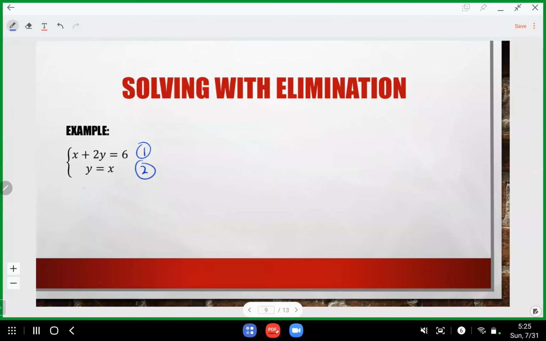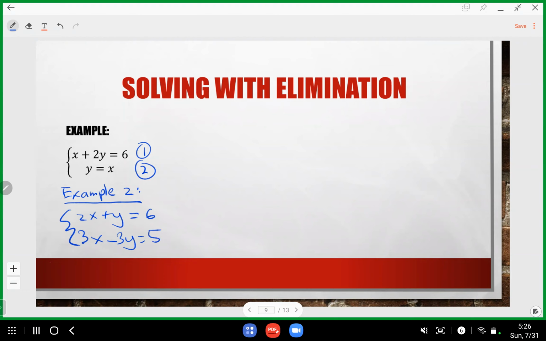What if you have another example? Let's do something similar. We have 2x plus y equal to 6, and then 3x minus 3y is going to be equal to 5. All right, let's see.